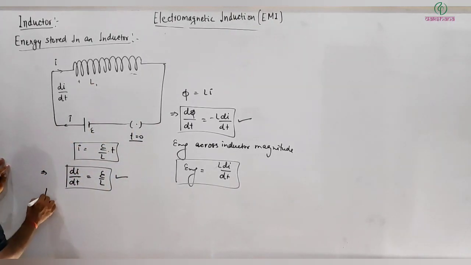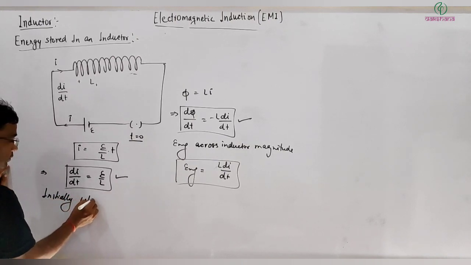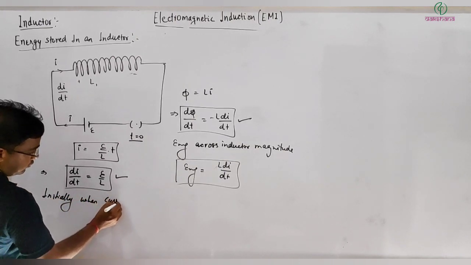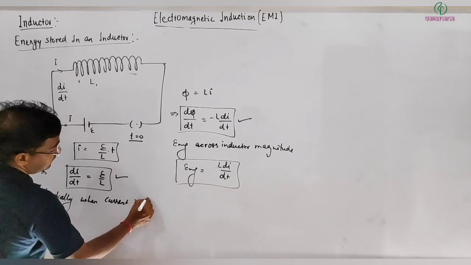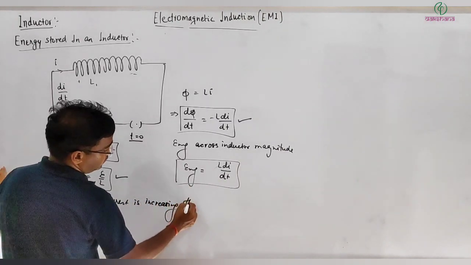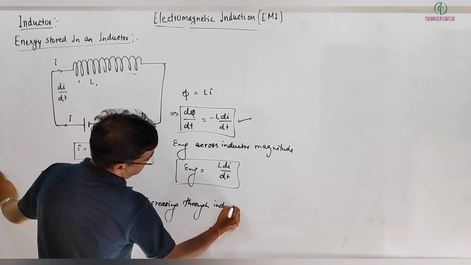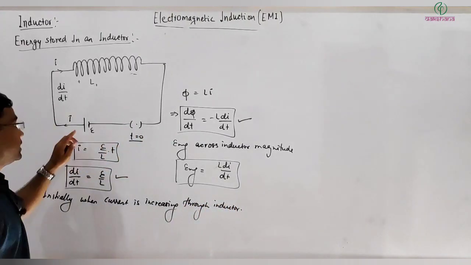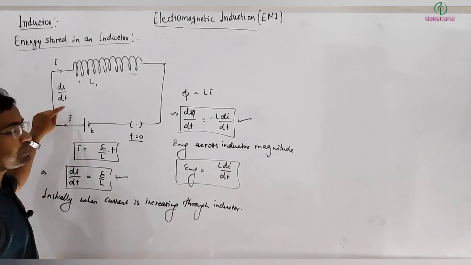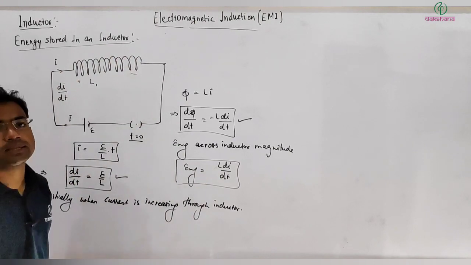initially when current is increasing through the inductor, then what is happening? This is the battery continuously supplying energy. Where is it going? Definitely it's storing in the inductor.